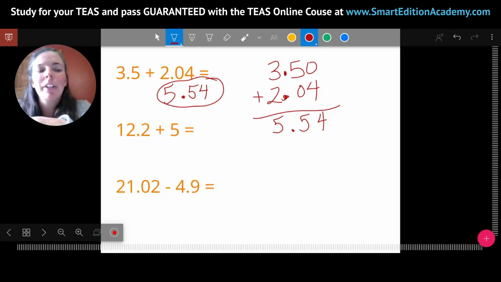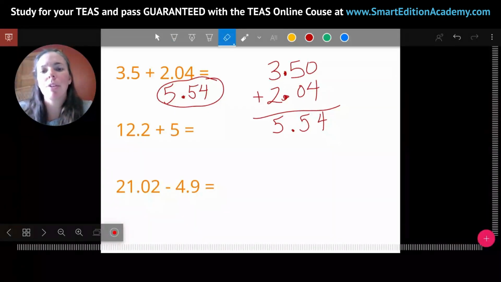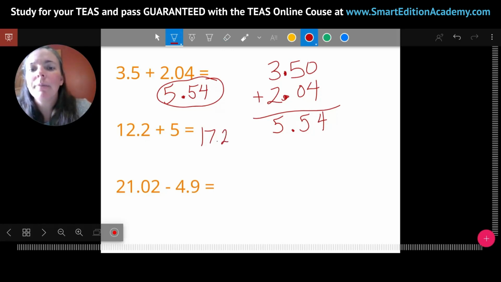Hopefully you have a calculator handy. If not, maybe you have something on your phone. Try to just plug in 12.2 plus 5 and let me know what you get. Okay, so just type in the chat what you get as your solution. 12.2 plus 5. Okay, so I get 17.2 as my solution.